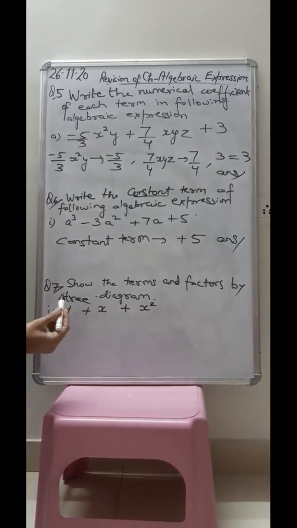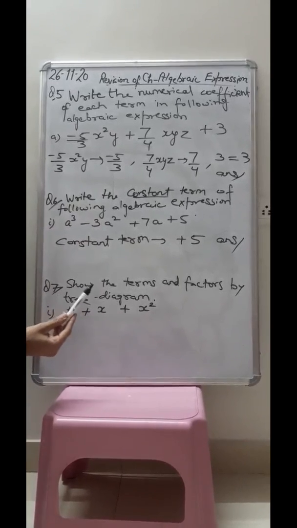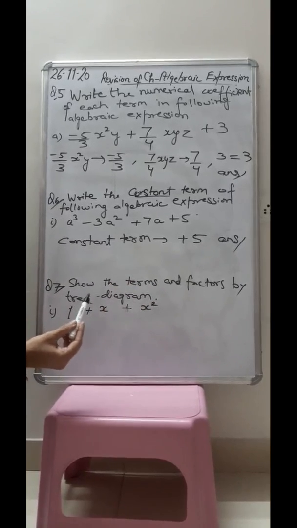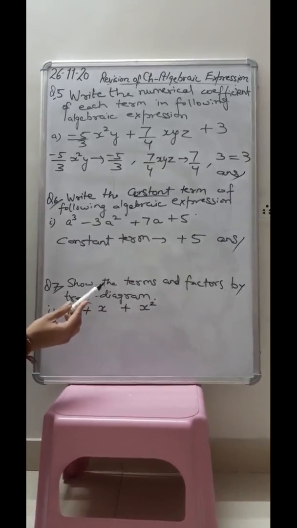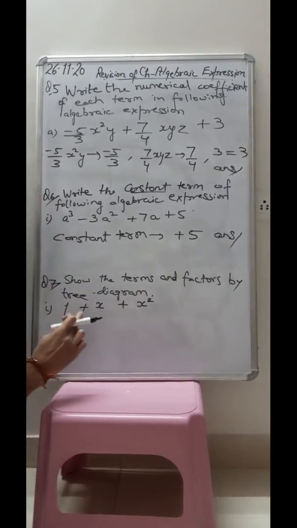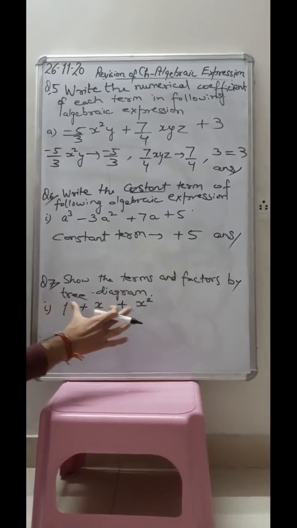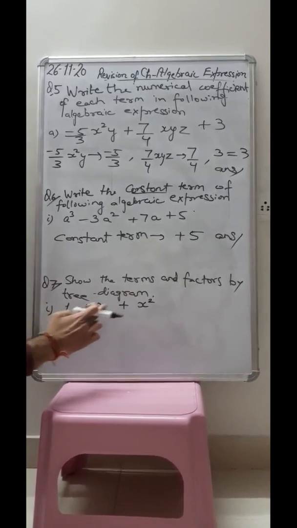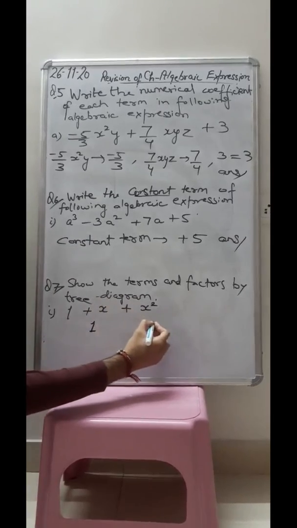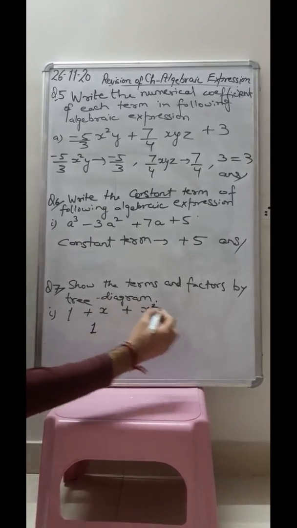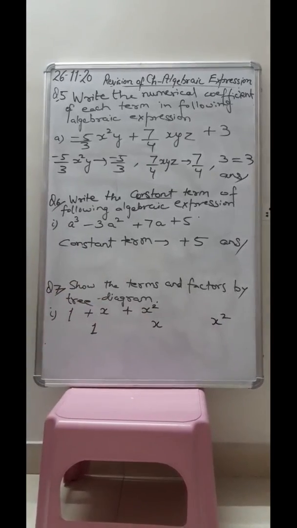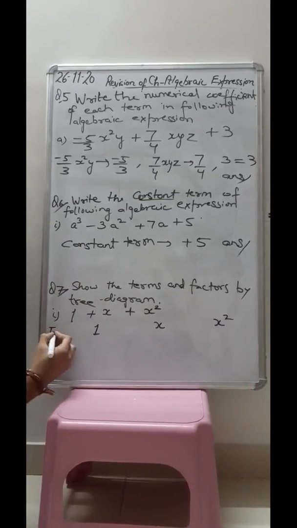Now the last question is question number 7. Show the terms and factors by tree diagram. So here we have to tell the terms and the factors by a tree diagram. In this expression we can see that it is a trinomial. There are 3 terms, 1, 2, 3. So the first term is 1, the second term is x, and the third term is x square. So these are your 3 terms and we have to write down the factors.